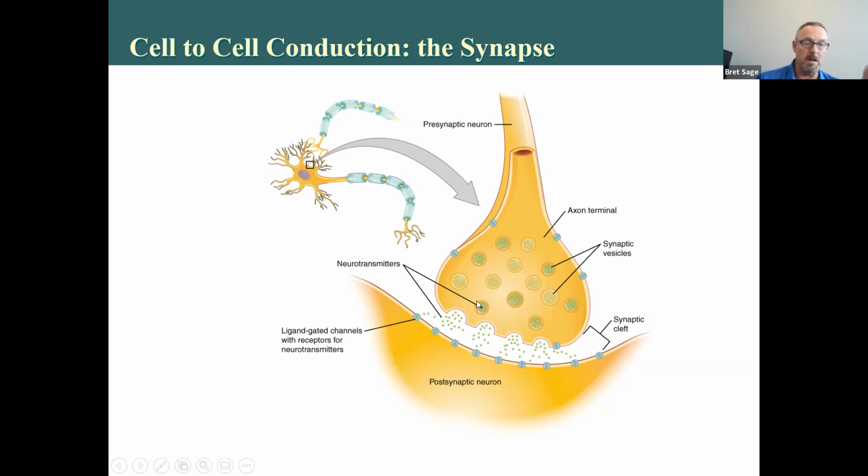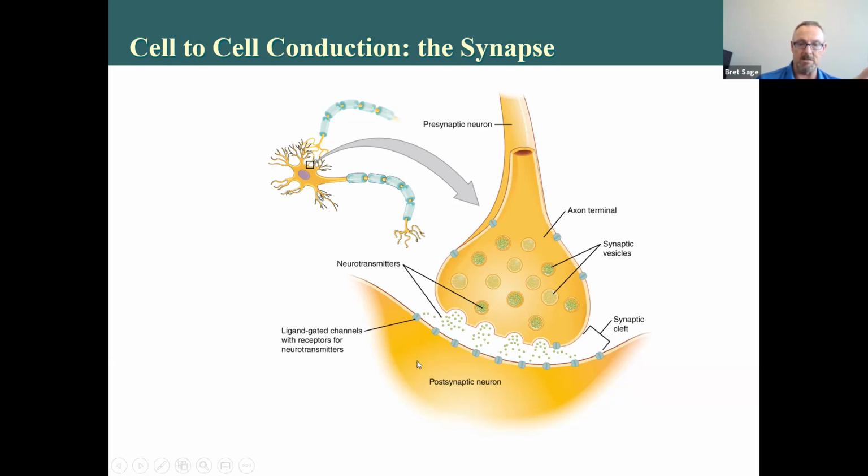So when the calcium comes in and binds to these, it causes it to stick to this membrane and dump its chemicals. You can see the chemicals are starting to diffuse across this little tiny gap. It's exaggerated here. It's very, very small. But you can see these ligand-gated channels with receptors for neurotransmitters. What's going to happen is these are sodium channels. When these acetylcholine particles bind here, it's going to open the sodium gates and allow more sodium to come in.